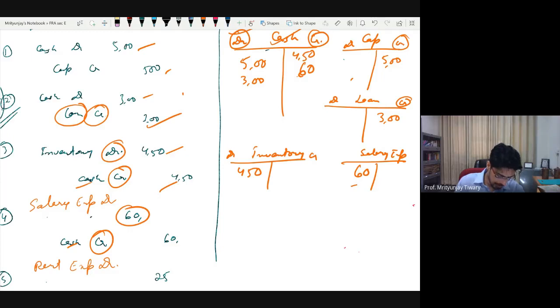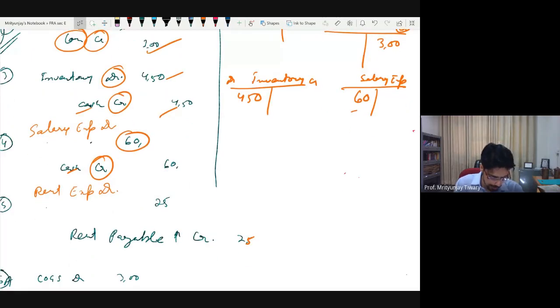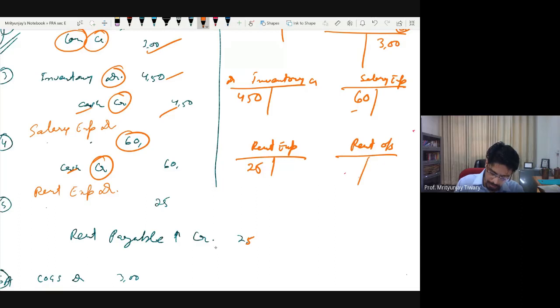Let's take the next one, rent expense and rent payable. I have neither of these, so I'll open them now. A new T account comes into the picture, rent expense, with 25 in the debit side, and a new T account called rent outstanding, this time with 25 in the credit side.